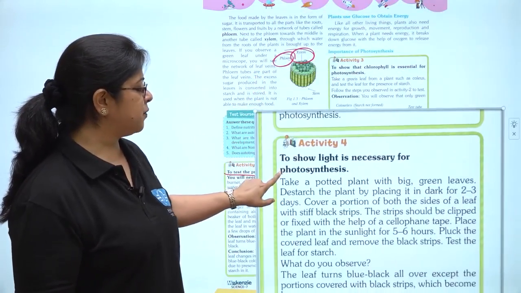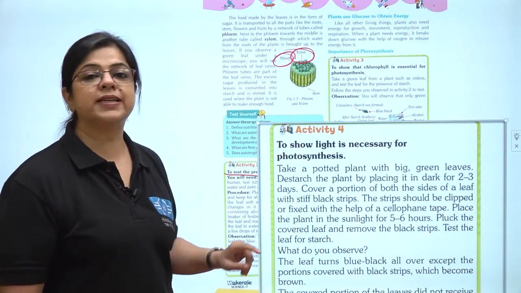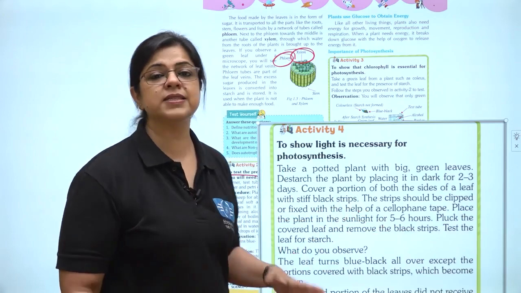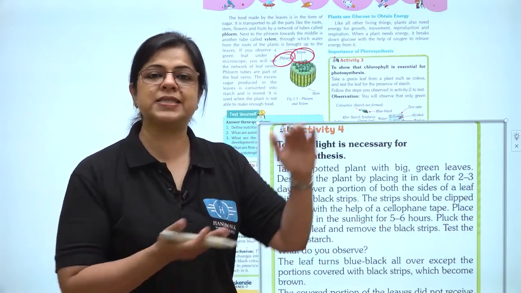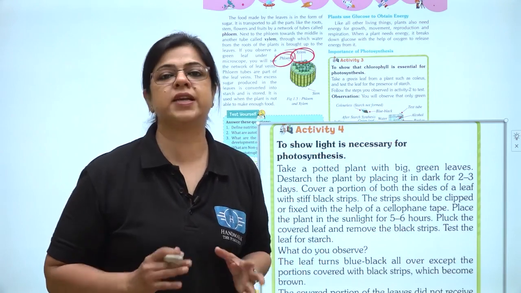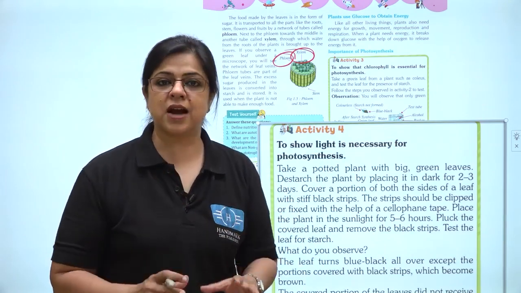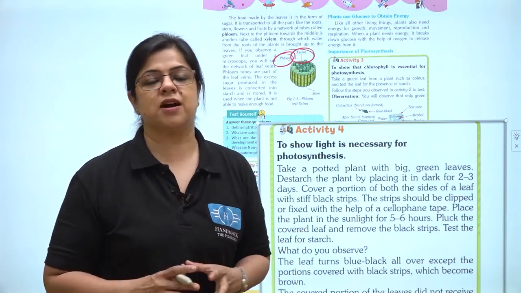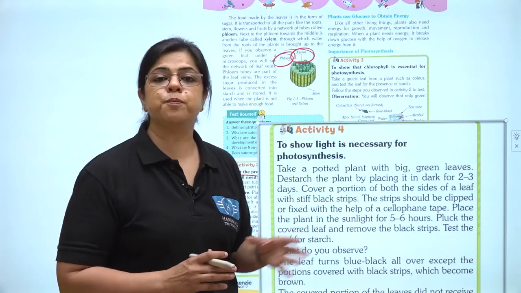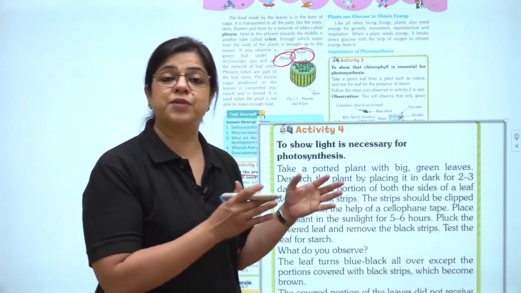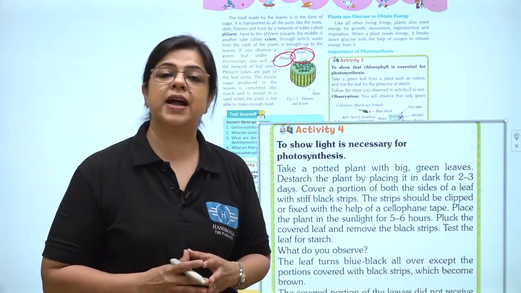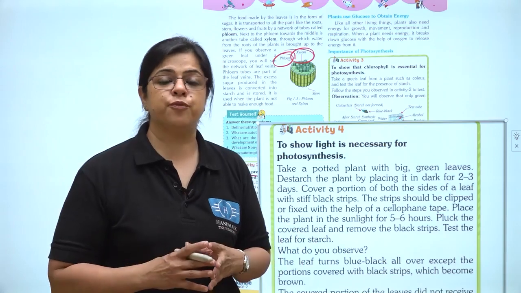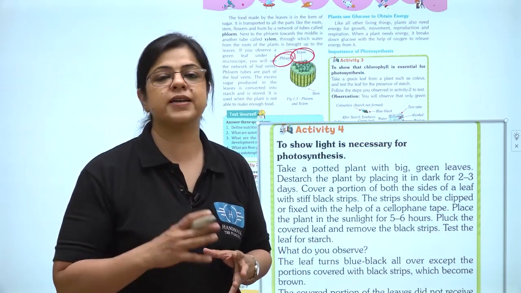The next experiment that we are going to do here is to show that light is necessary for photosynthesis. In this process, what we have done is that we have taken a potted plant and placed it in shady area for 2 to 3 days. This ensures that the starch that was already there in the leaves has been consumed and the plant is de-starched. Next, we place a few black strips on one single leaf and we place the plant again outside under the sun. Within 2-3 hours, we will see that the leaves would have formed enough starch to conduct the experiment.